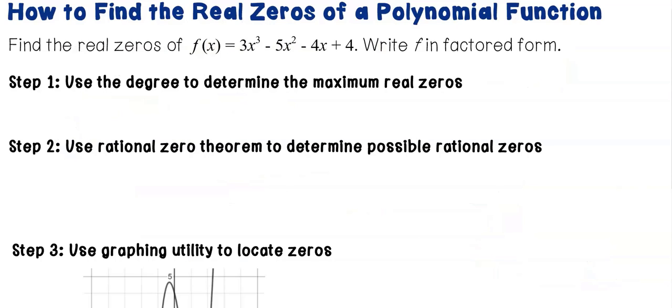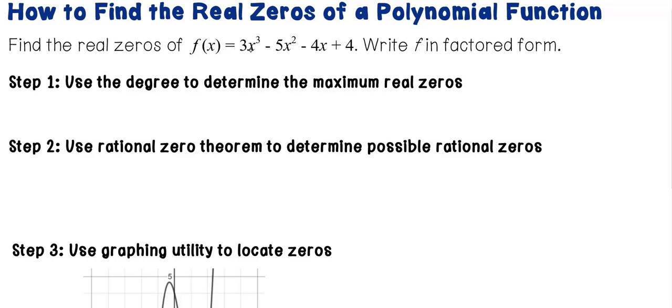Okay, so how to find real zeros of a polynomial function. There are a few steps you would take with this. Find the real zeros of f of x equals 3x to the third minus 5x squared minus 4x plus 4. And then we want to write f in factored form.